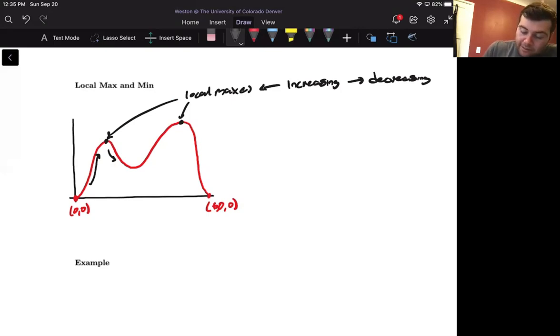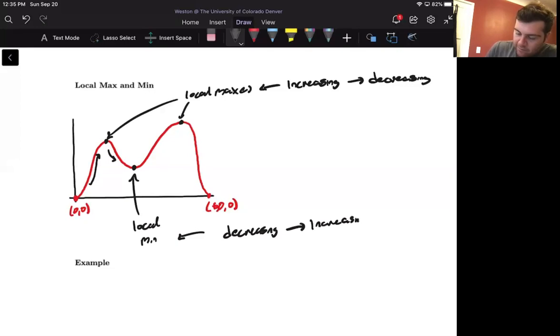And likewise, we have a local min. And we have a local min if we go from decreasing to increasing. So they're complementary concepts. You have one, and then you can kind of figure out the other.